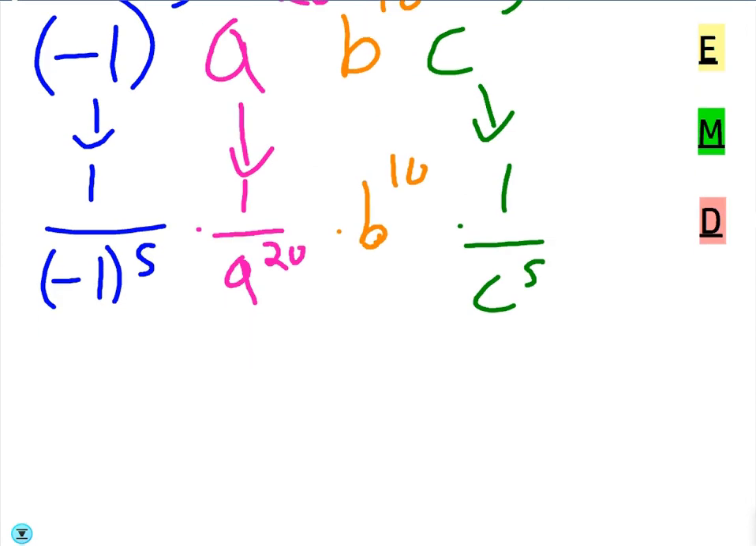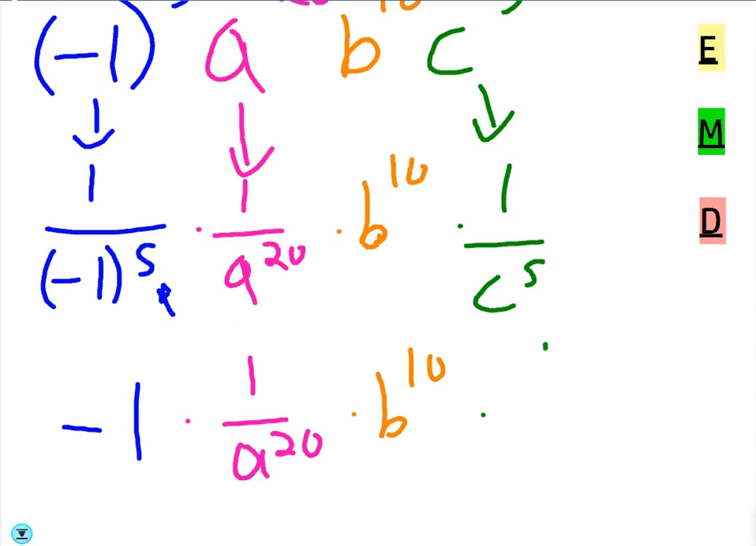Okay, so what's -1 to the 5th? Does anybody know? -1. It's an odd exponent. It'll just be 1 over -1, which is -1, right? Then everything else basically drops down. We just have to have one more step for simplifying.